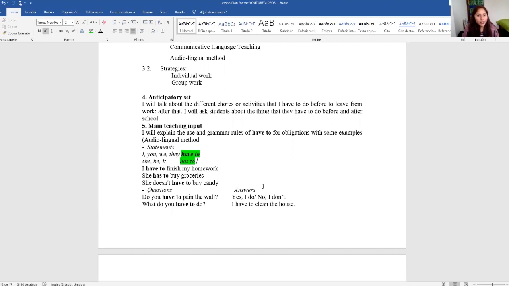And then the students will have to talk about the things that they have to do before and after school. For example, maybe the students have to eat breakfast before school, and after they have to do their homework or do another activity.